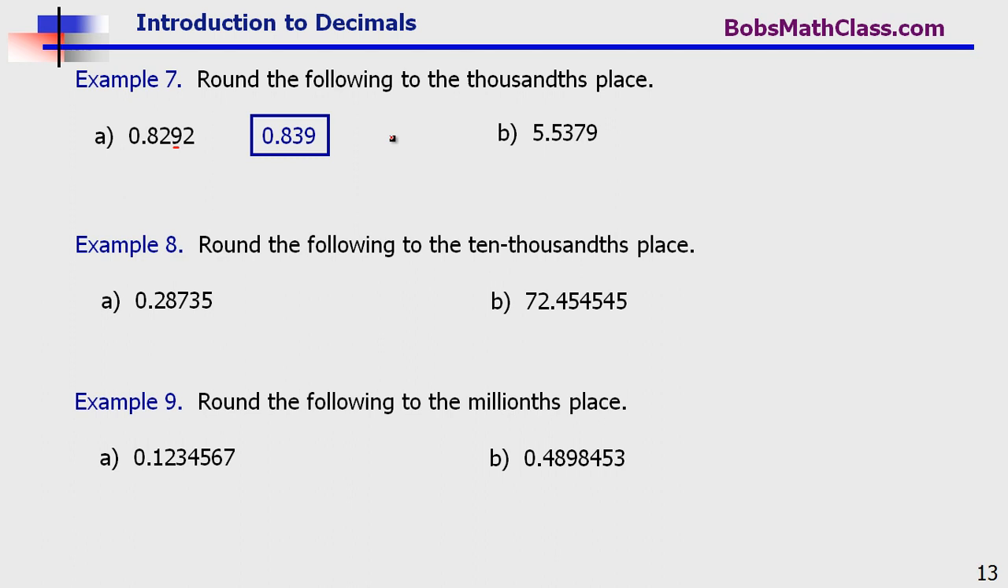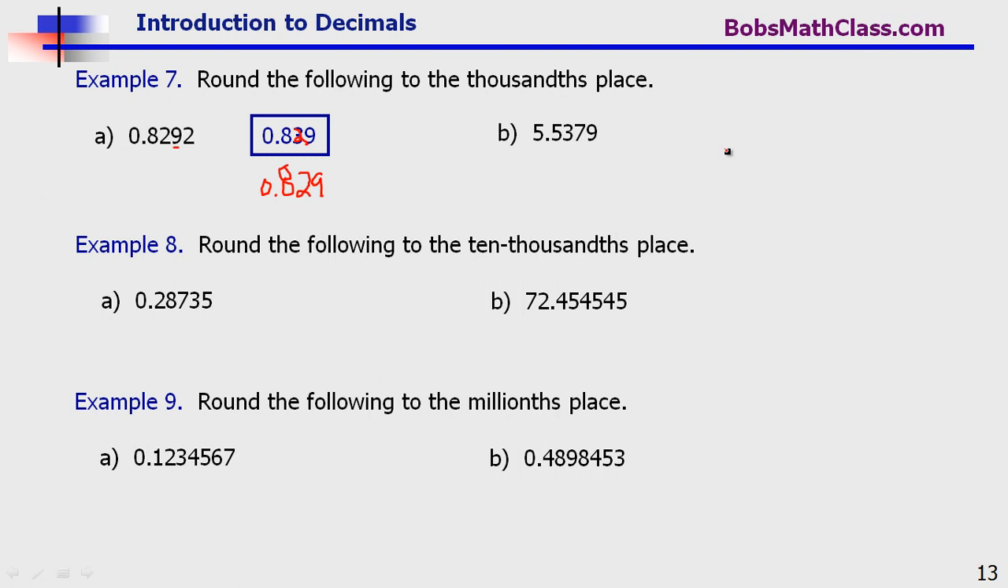Oh, that's a typo though, huh? That should be a 2 right there. 829. Okay, 829. Sorry about that. 8, 2, 9. Okay, hopefully that's the last mistake. It's almost over, so good chance.